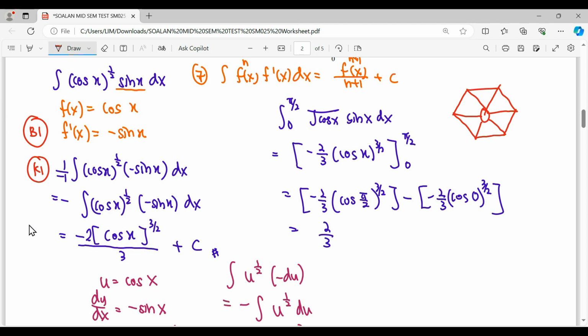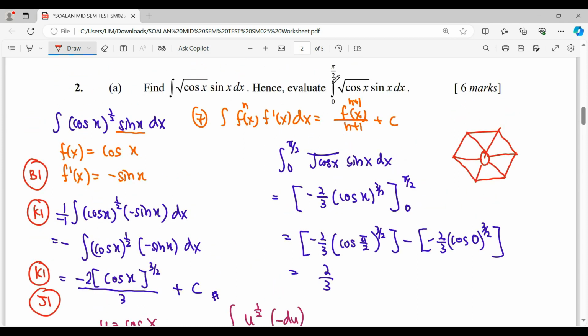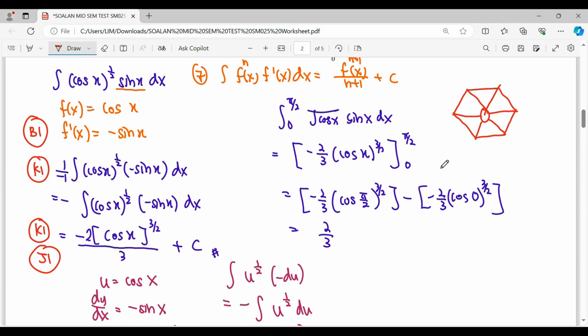Then only you start to apply the integration formula, where the whole function to the power plus 1 over the new power, and don't forget to plus your c to make sure everything here is the correct answer. After that, they say hence find the definite integral. For the next step, we just want to see how you substitute the upper limit and minus the lower limit, and finally get your final answer.